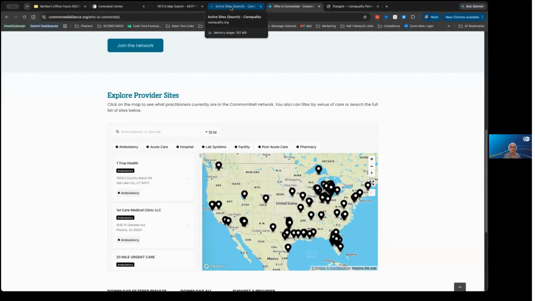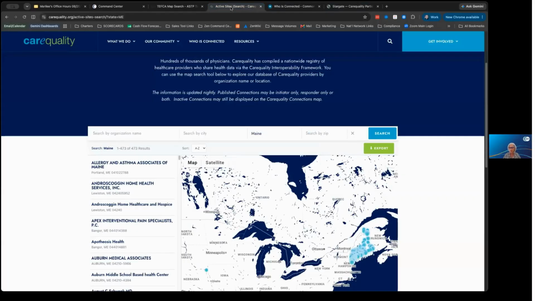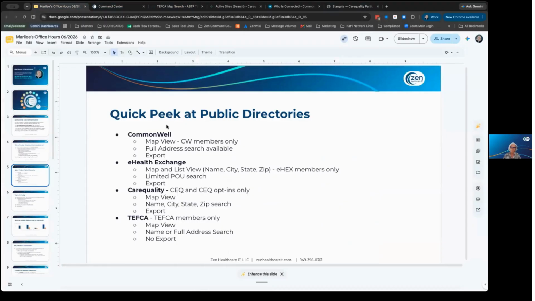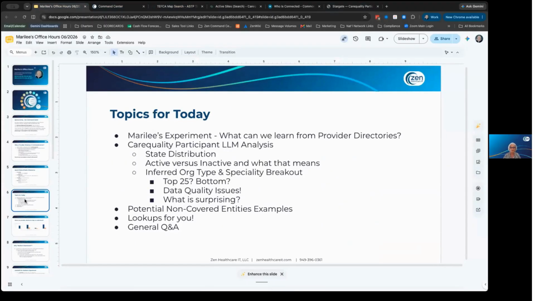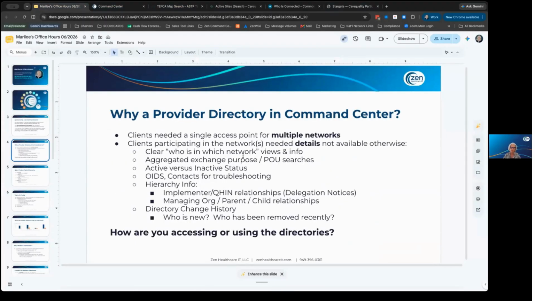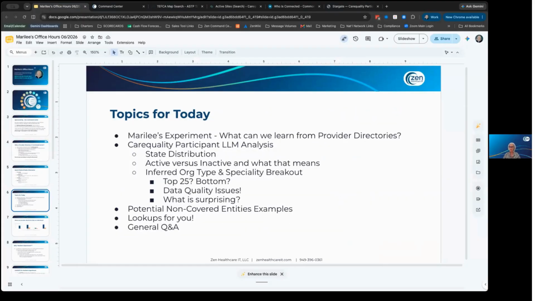And eHealth Exchange also has for their network, they do both a list view and a map view. So those are available, but they're missing some things that, as I mentioned, some of our customers in particular needed access to, both from a multiple network perspective as well as missing details. So that just gives you a little bit of background information.